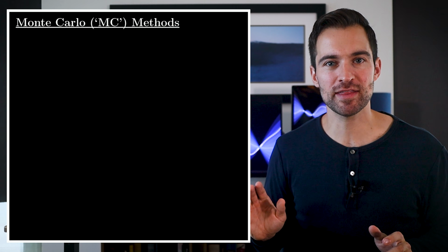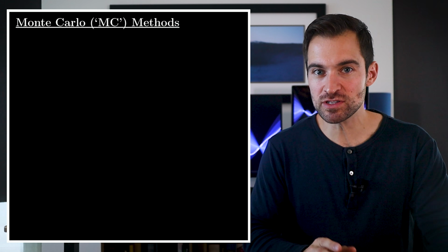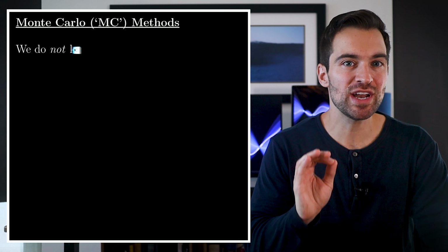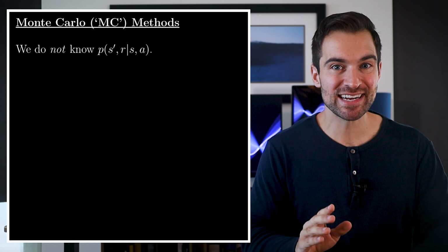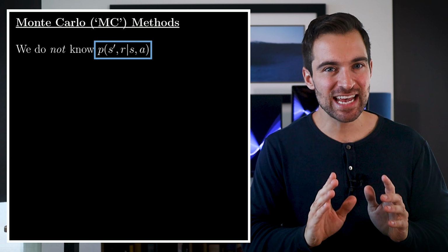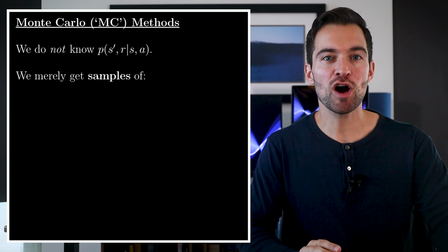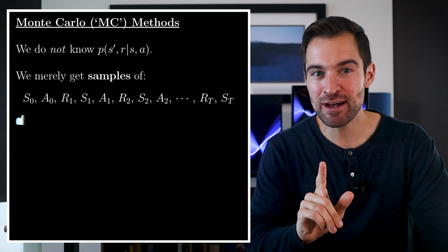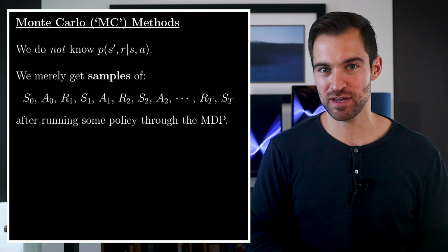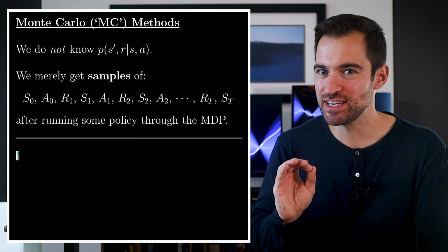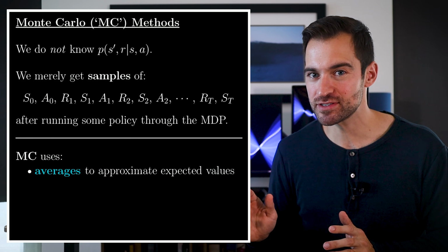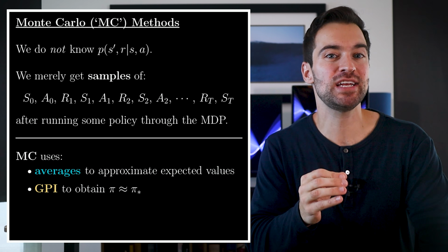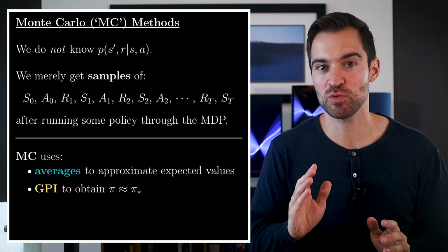But otherwise, we can now discuss Monte Carlo methods for RL. A huge difference from the previous video is we do not know the environment dynamics. So we don't get direct access to this. Instead, we merely get samples of trajectories after running some policy through the MDP. To address this, MC uses averages to approximate expected values and GPI to obtain policies approximating the optimal policy.